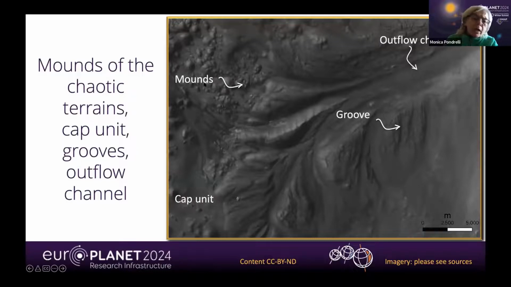Here again, sorry, these are knobs. Mounts is an improper word that I was using. It escaped me. Cap unit with some hints of layered units that you can guess here. Grooves, you see these nice grooves that lead to the beginning of the outflow channel, which comes out from Aram Chaos.